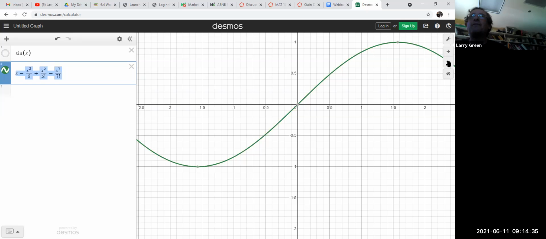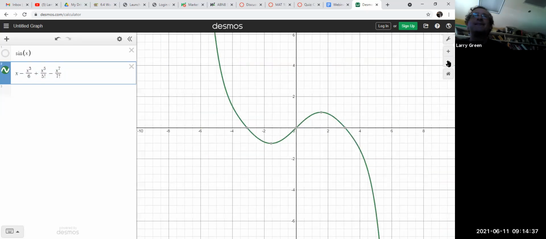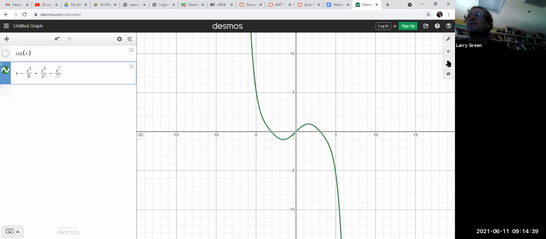But as soon as you zoom out a bit, now all of a sudden it doesn't look like the sine of x anymore. Any questions on kind of the whole purpose? Because it's important to understand the purpose of what we're doing. The purpose is to be able to take a function that isn't a polynomial and find a polynomial that is very, very close to that function for as far as you need to go.